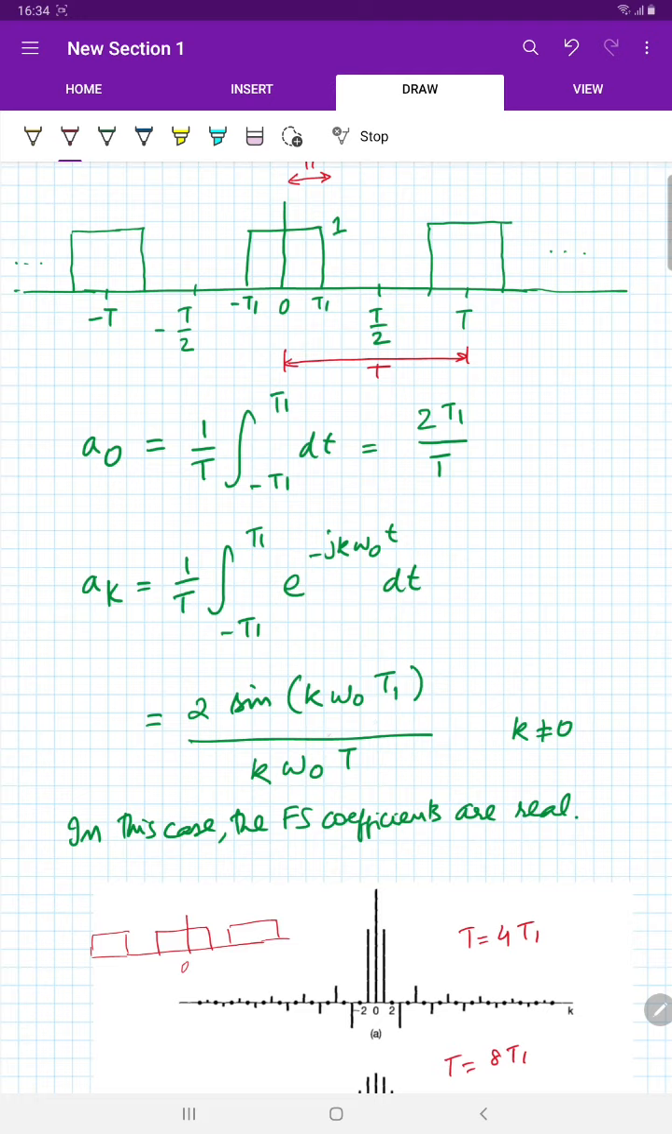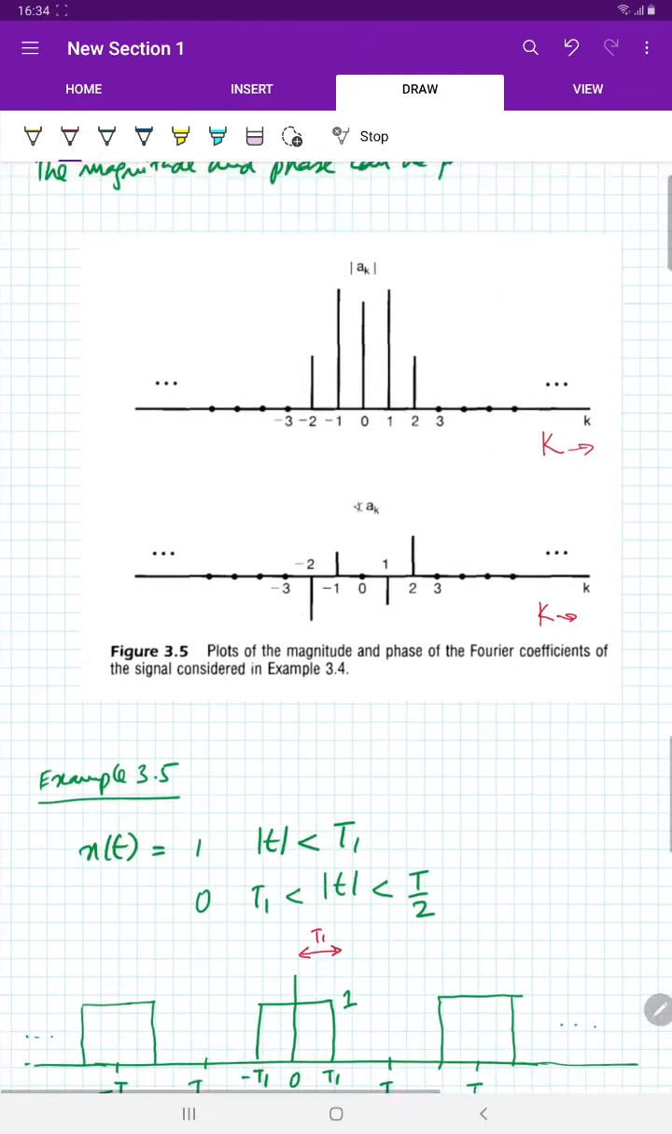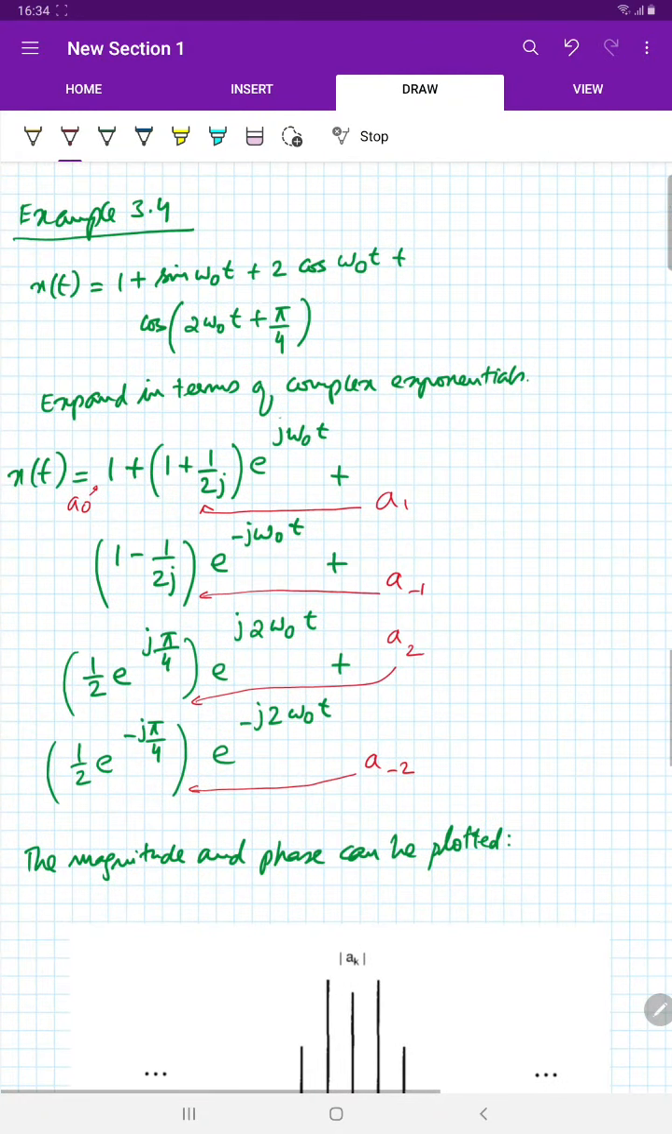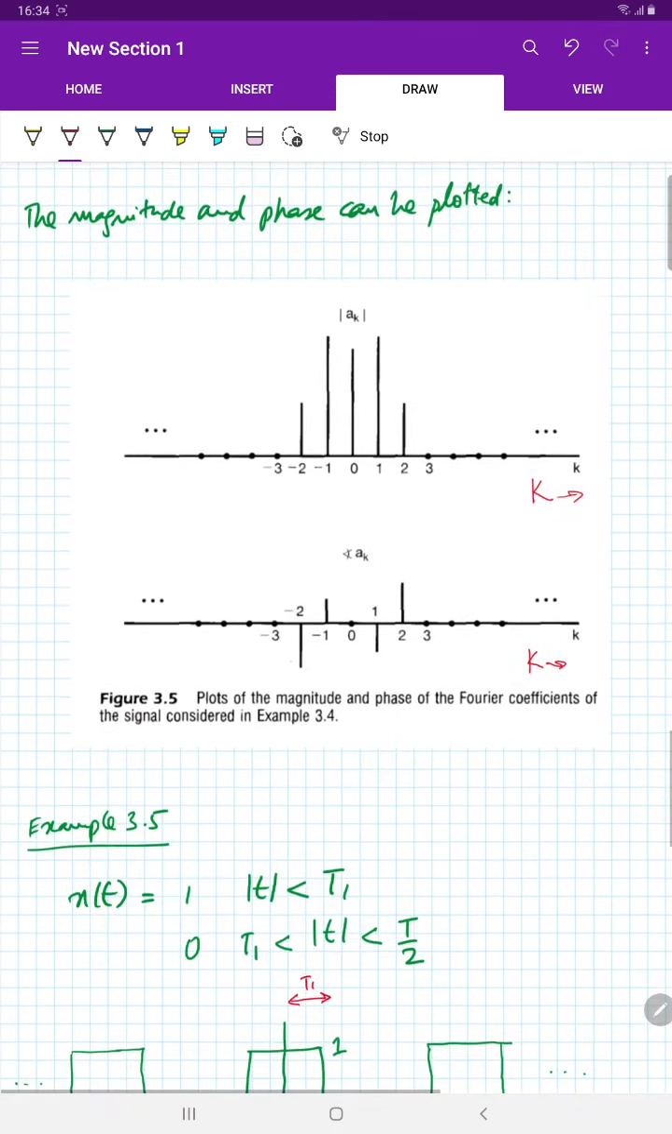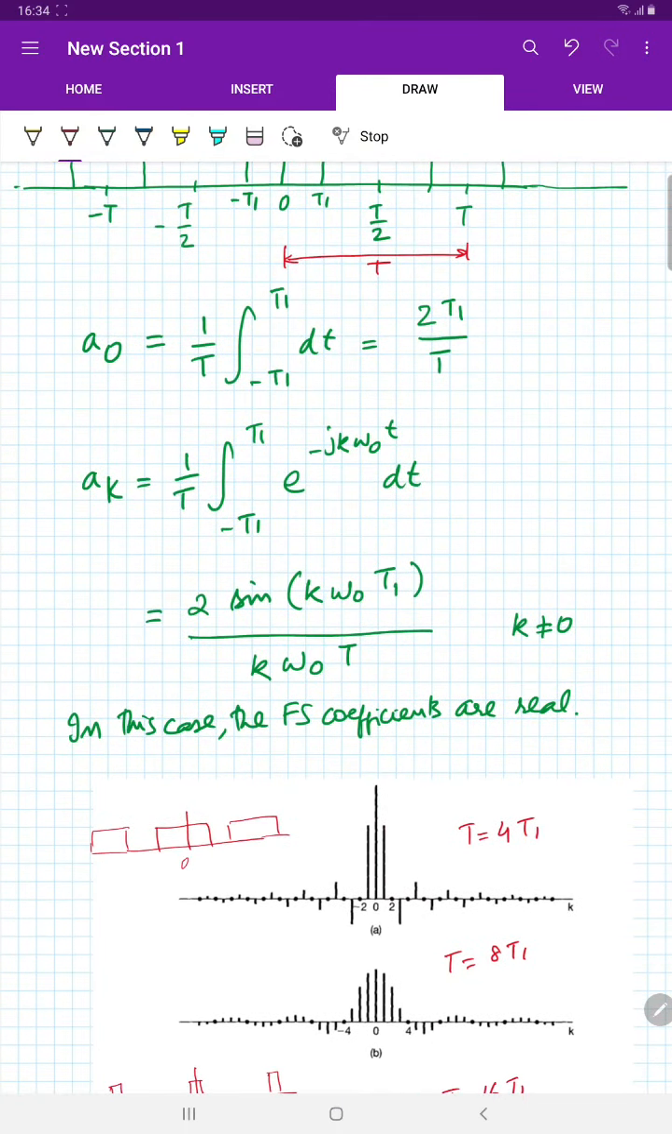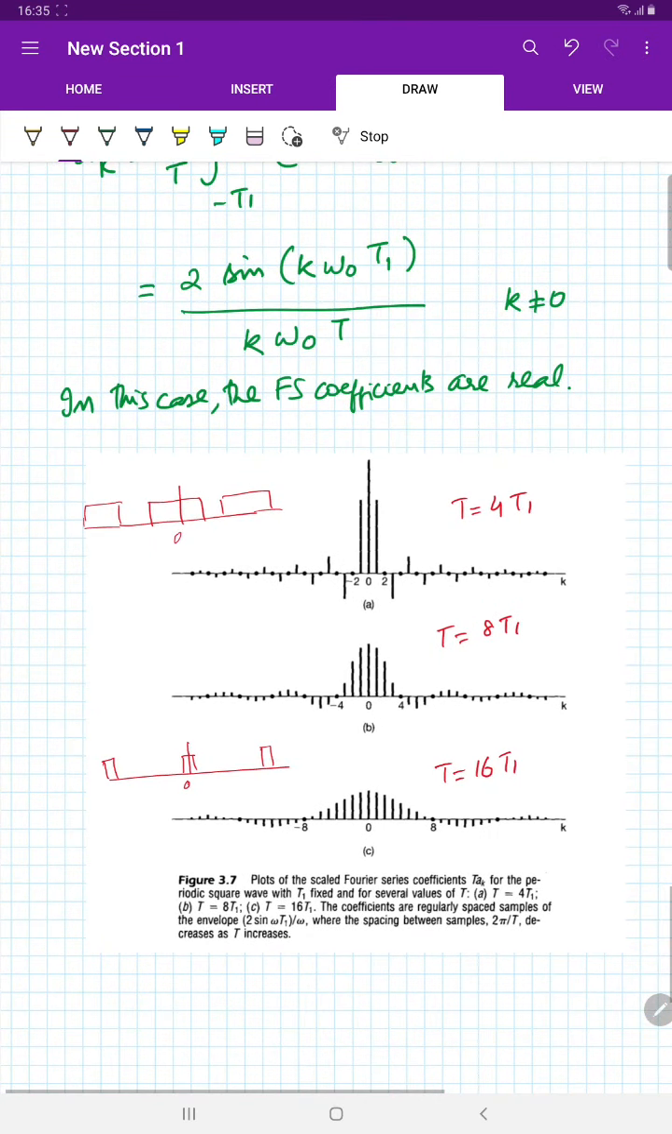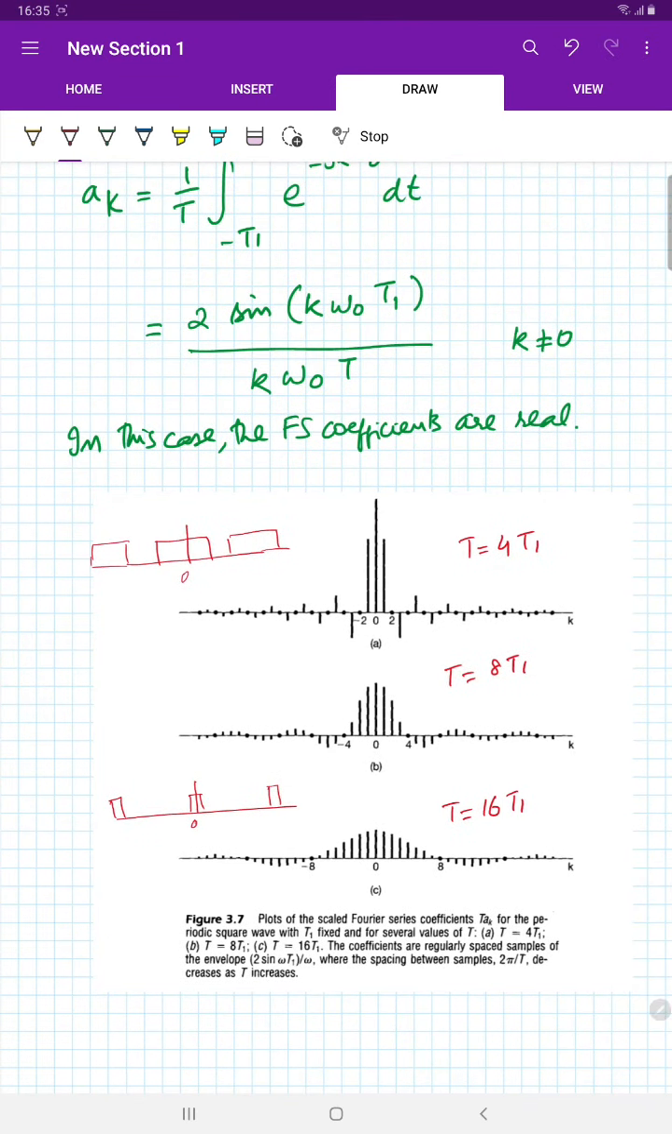In this case, note that the Fourier series coefficients are actually real. This is a real number, it is not a complex number. Whereas for the earlier x of t, we saw that the Fourier series coefficients were complex, but in this case it happened to be real. So here is the plot of these real coefficients. Because they are real, there is no phase plot, there is only one plot which directly gives you the coefficient values.